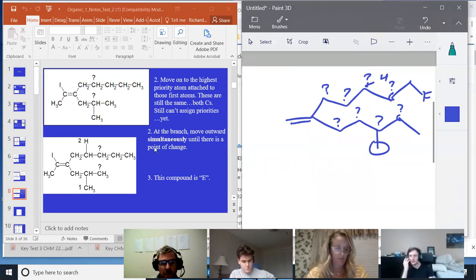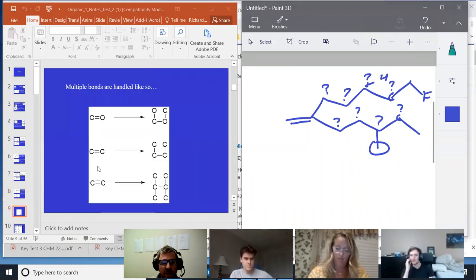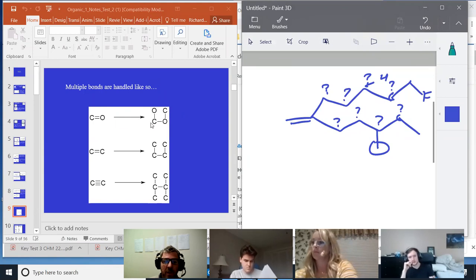Now, this next part here is advanced. It's on the fun quiz, but we're not going to do any of these on the test. But I want to show you how we handle multiple bonds. So if you've got a C double bond O, it's kind of like you redraw it like this with the C connected to the O and the O connected to a C here. So everything becomes single bonded.